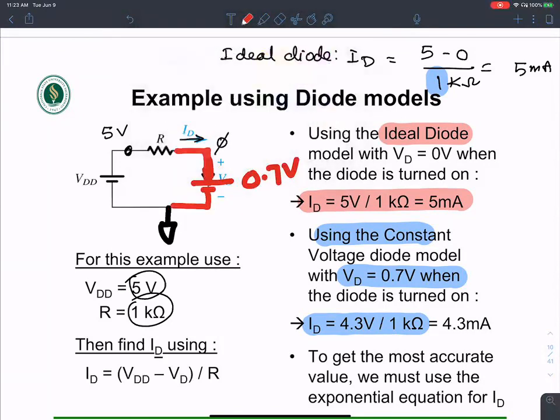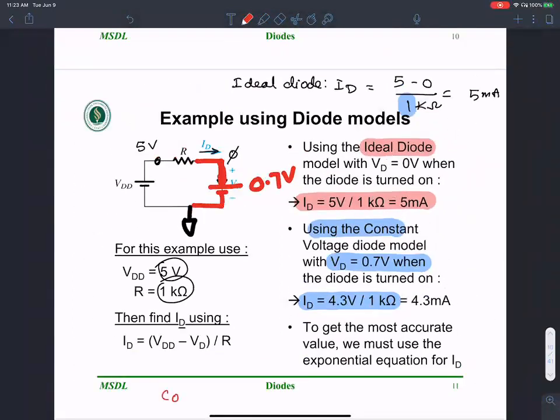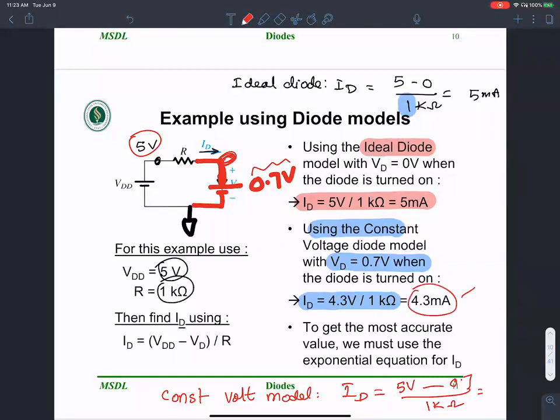Now, if I have to find the current here in the constant voltage model, the diode current ID is 5 volts minus, it's not 0 volts anymore. The potential here is 0.7 volts. So minus 0.7 volts by 1 kilo ohm. So it's going to give me 4.3 milliamperes. So this is more accurate, okay, compared to the 5 milliampere approximation.